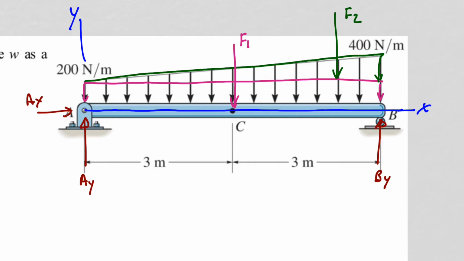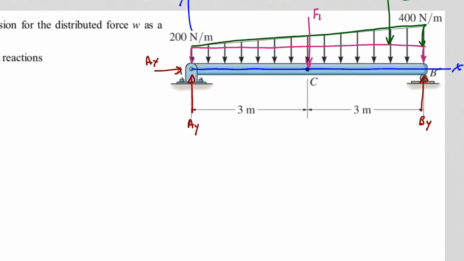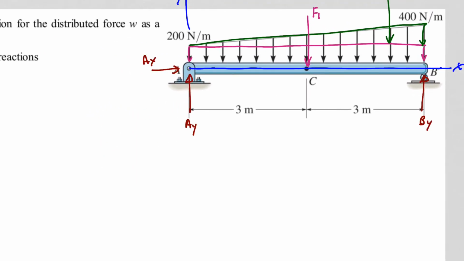To solve for those, it's very easy. It's just like integrating it, but because they're simple composite shapes, F1 is really just the area of that rectangle, right? So we have 200 newtons per meter as the height of that rectangle, and the length is 6 meters, so we end up with 1,200 newtons.